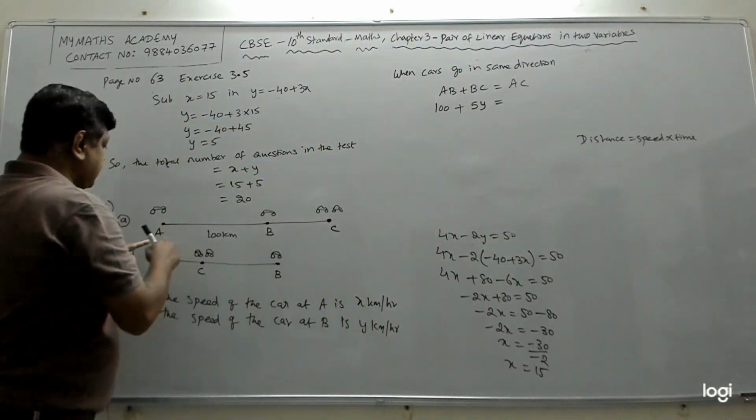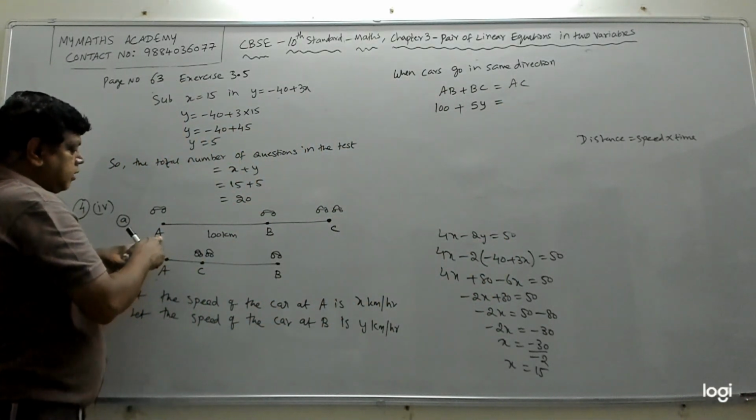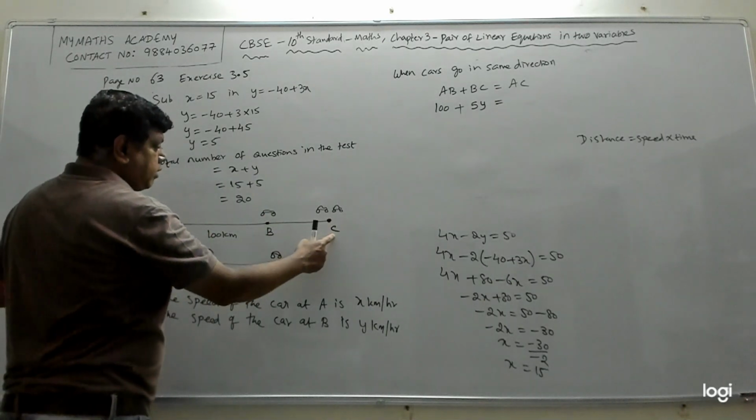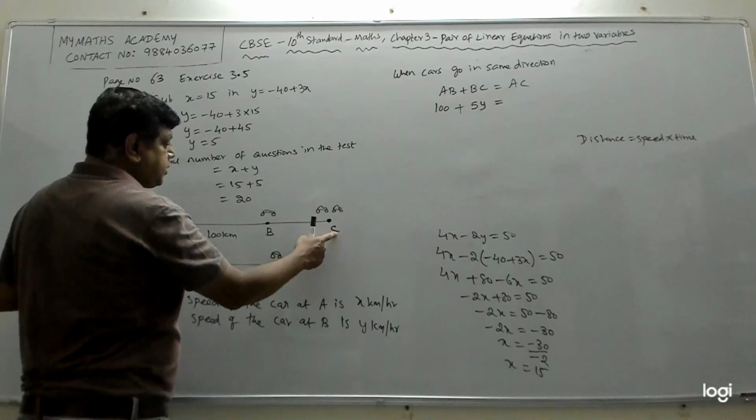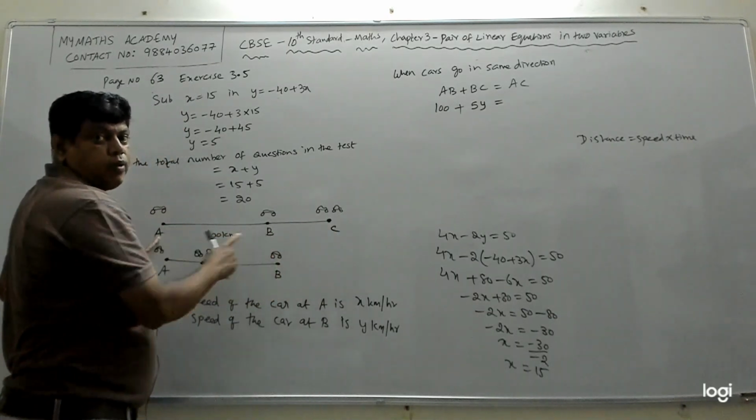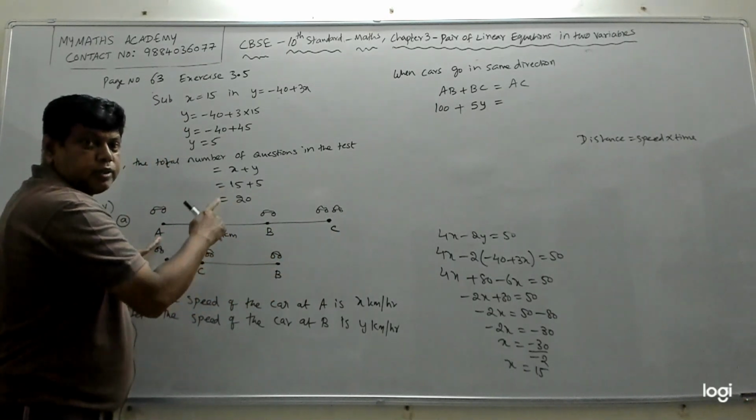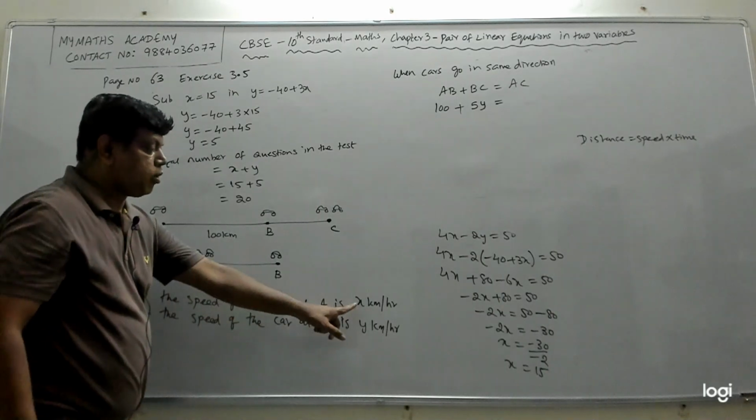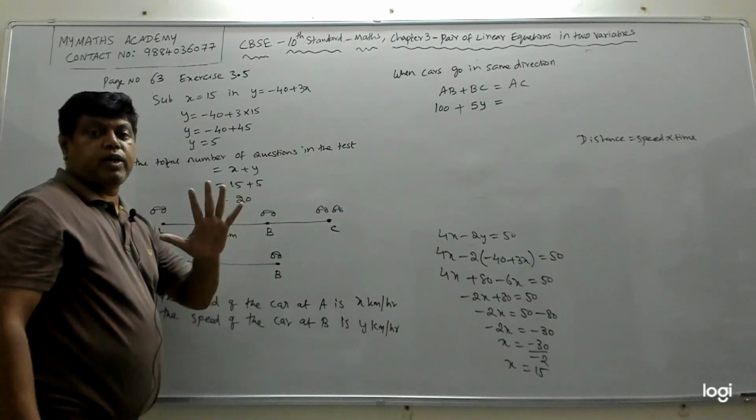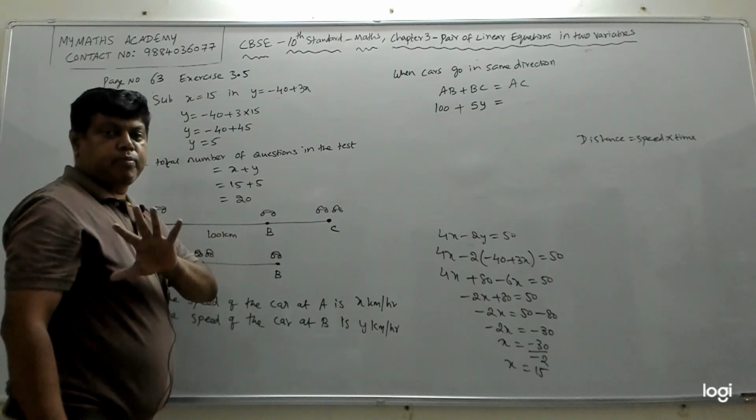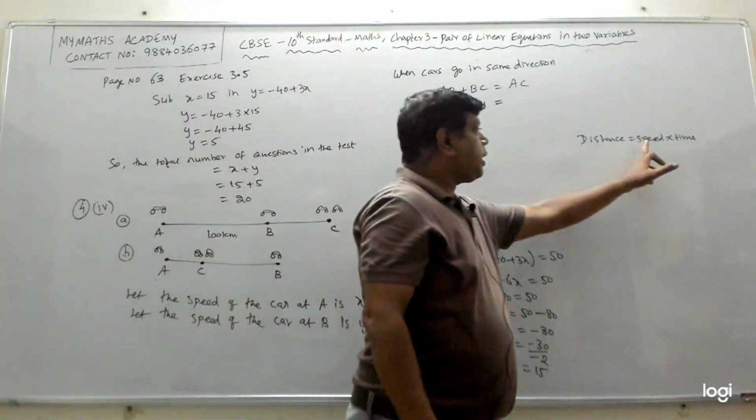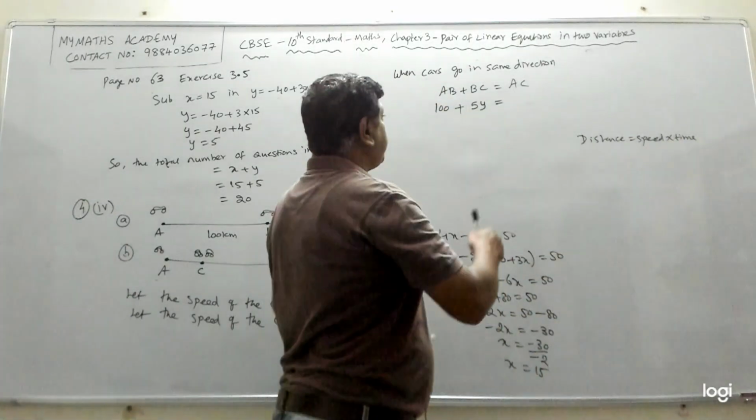AC is the distance travelled by the car at A. So this car started from here and it reached here in how many hours? 5 hours. So what is the distance travelled? Again the speed into time. Speed of the car at A is what? X. How much time did it take? 5 hours. So x into 5. X is the speed, time is 5. So speed into time, x into 5 is 5x.